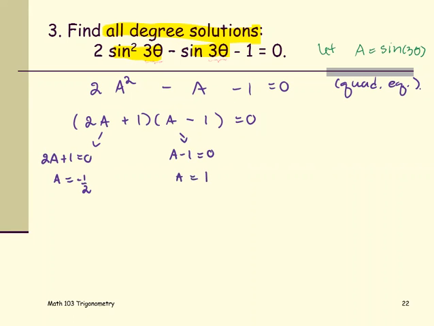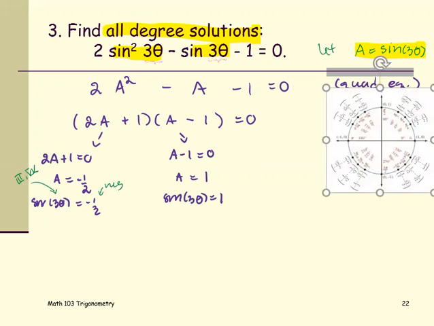What is a? A is the expression sine of 3 theta. So we're going to replace a with the sine of 3 theta. For the sine value negative, the angle 3 theta must be in the third quadrant and the fourth quadrant. Use the unit circle to help us determine the value in a convenient way.